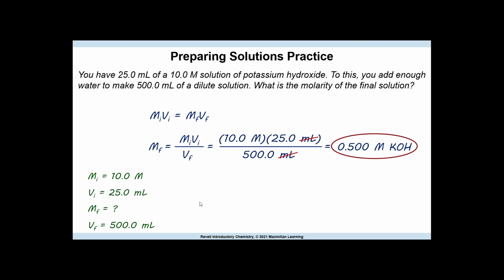Notice that although we need to convert the volume from milliliters to liters in order to solve for the moles present, we did not have to convert the volume units to solve this problem because the units cancel each other out. So in this case, they canceled out, so we could leave the mL in it, knowing that it was going to cancel and give us the molarity, which is what we were looking for.